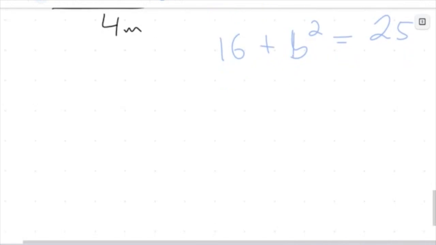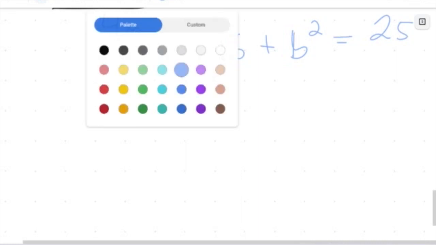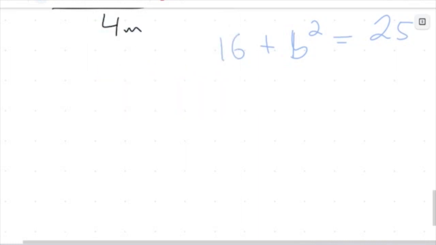So now I want to solve for my side b. I want to rearrange my equation. In a similar way to the last question, 16 is added to b squared to give me 25. So b squared must be 16 less than 25. We show this from solving equations by doing the opposite operation. Here we're adding 16, so we want to minus 16 to undo this.